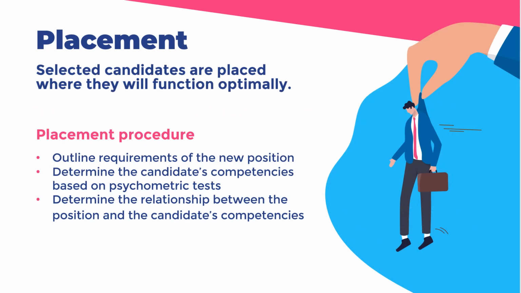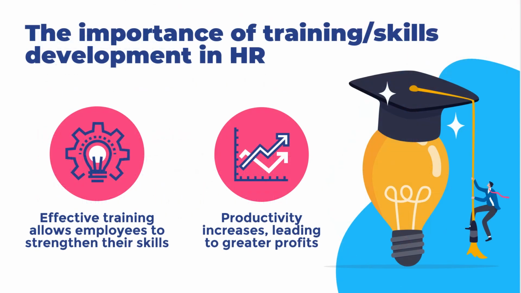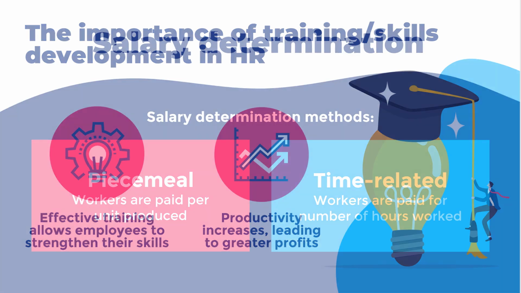In the placement procedure, selected candidates are placed where they will function optimally. The placement procedure outlines the requirements of the position and determines the relationship between the position and the candidate's competencies based on psychometric tests. The HR function also conducts training and skills development. Through this, employees strengthen their skills and increase productivity, which leads to greater profits.